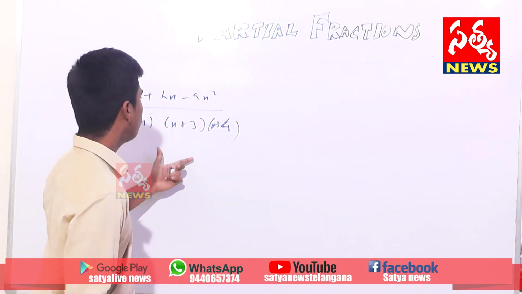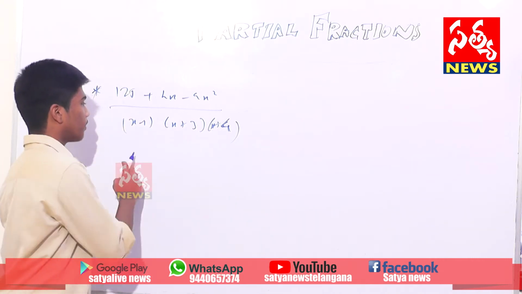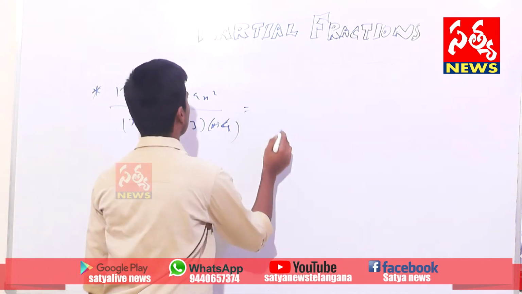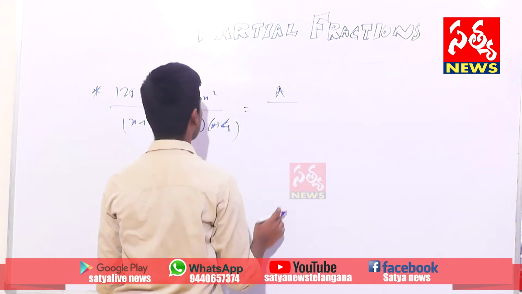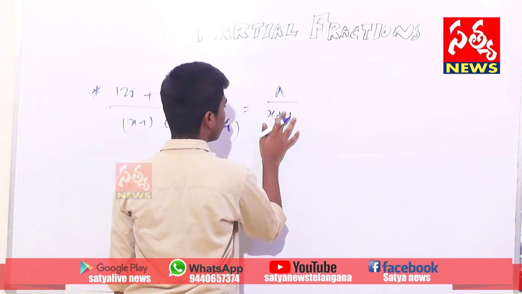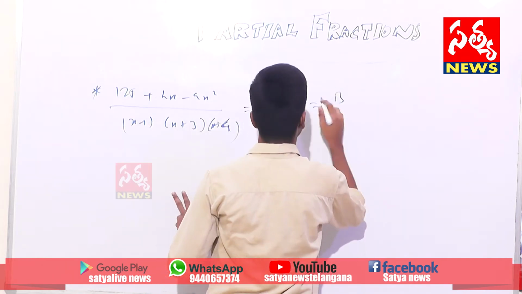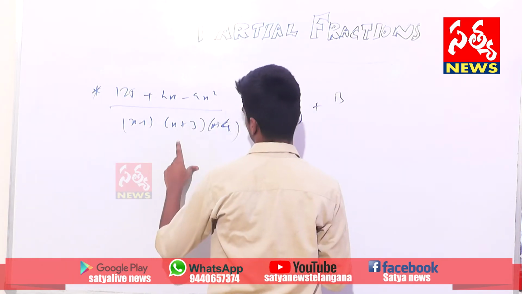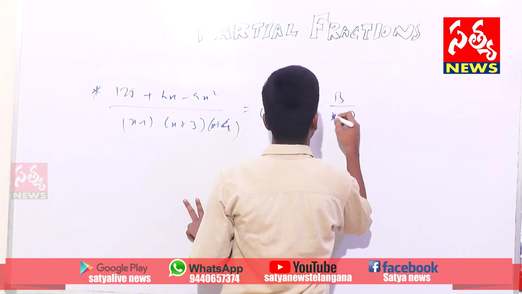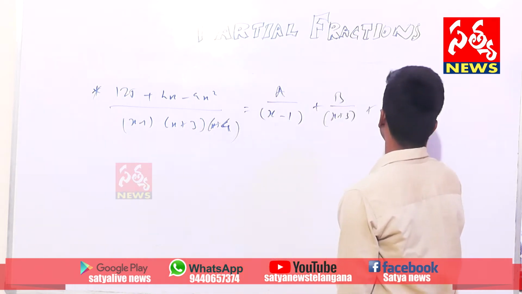Here is one more problem. The three linear equations in the denominator. Let's solve it. As I said before, write this in the form of three separate fractional parts: a by x minus 1 plus b by x plus 3 plus c by x plus 4.